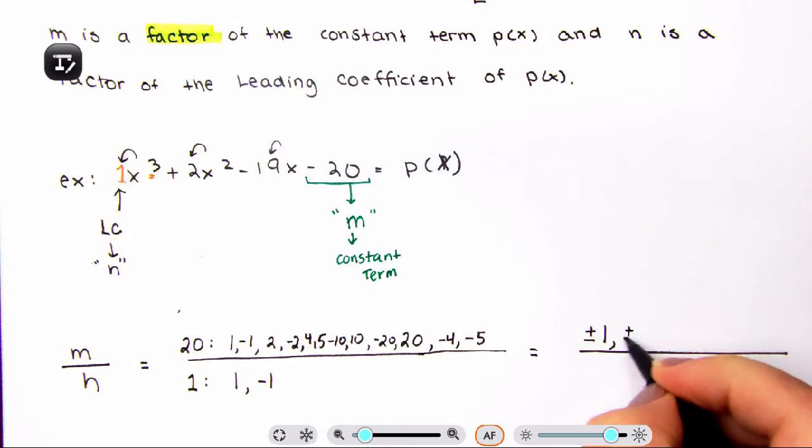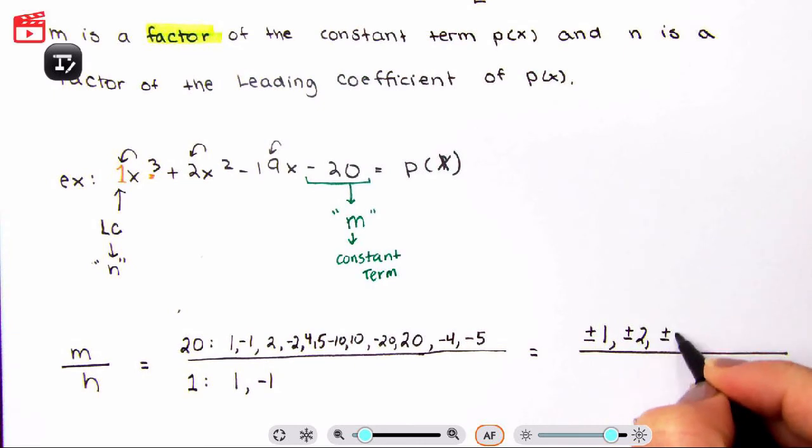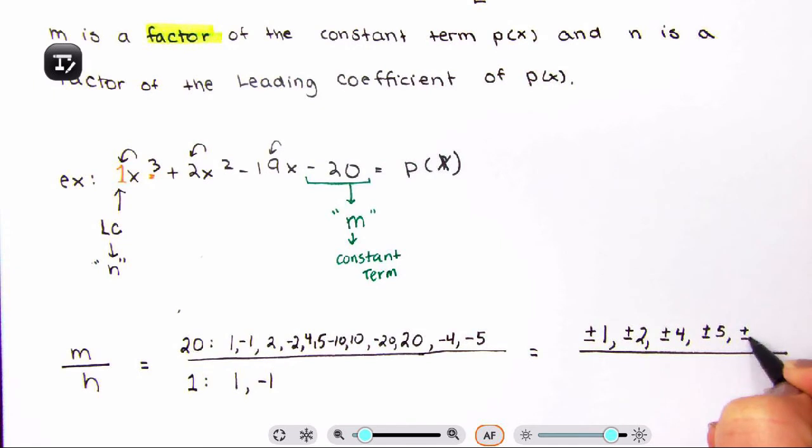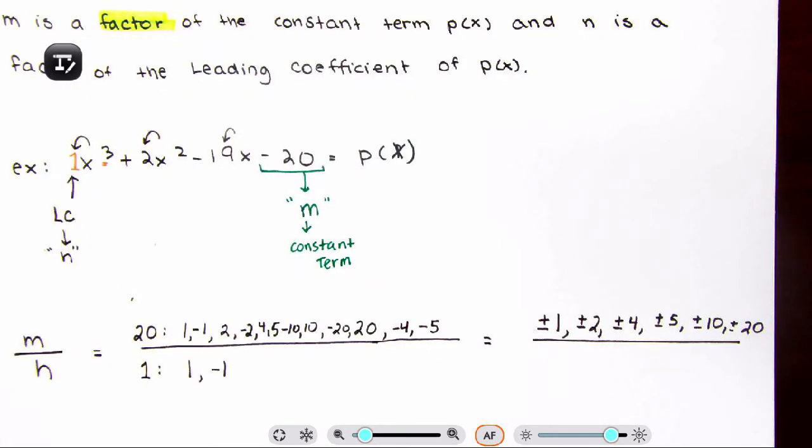I have a plus and minus 2. I have a plus or minus 4. I have a plus or minus 5. I have a plus or minus 10. I have a plus or minus 20. Then on the bottom, I have a plus or minus 1.